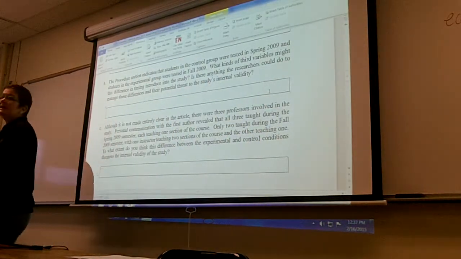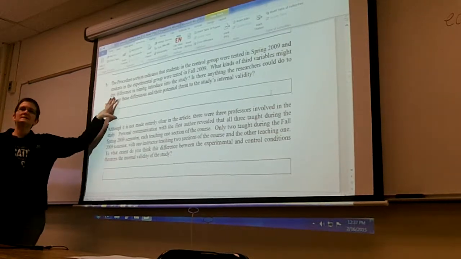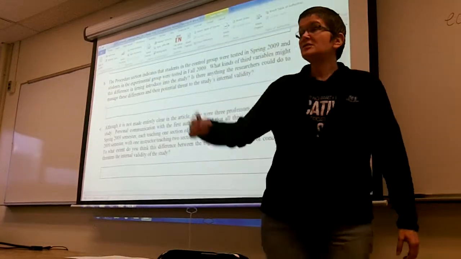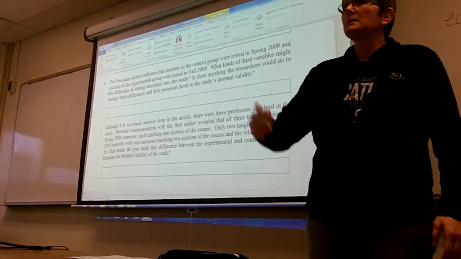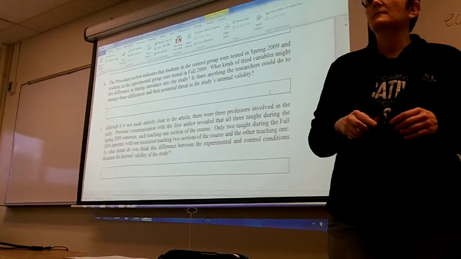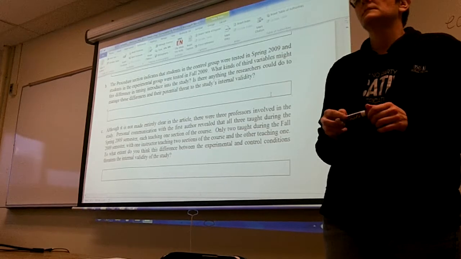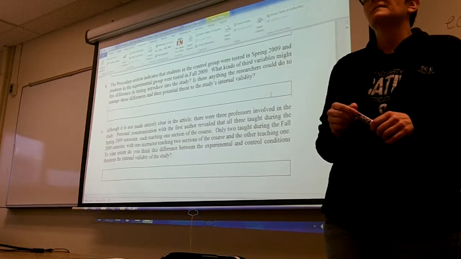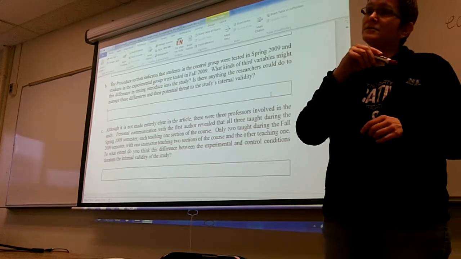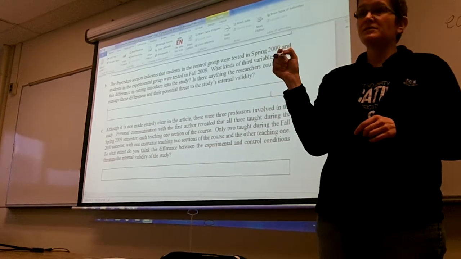It's a problem. So how could they have addressed these issues? What could they do to fix these problems that would have made the conditions more similar? Because they're just introducing differences. Yes? If they had 3 different professors to teach all 3 sections separately, fall and spring. Okay, so they could have 3 professors in the fall and the same 3 professors in the spring. Right, so they get the same professors to teach both semesters.